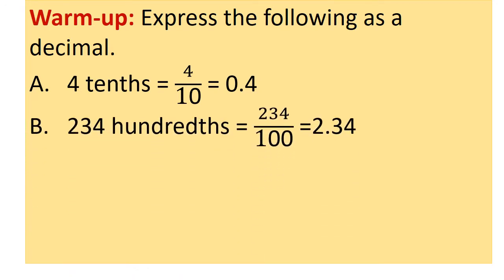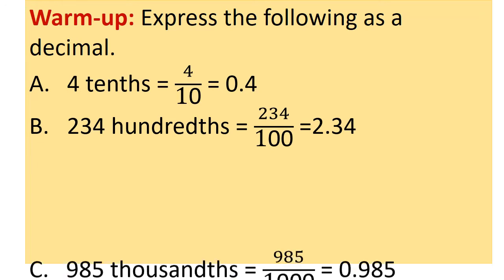B. Each teacher has 234 hundredths. It means 234 over 100. Let's have a look at 100. 100 has 2 zeros. So after the point, we have only 2 digits. So 234 over 100 equals 2.34.